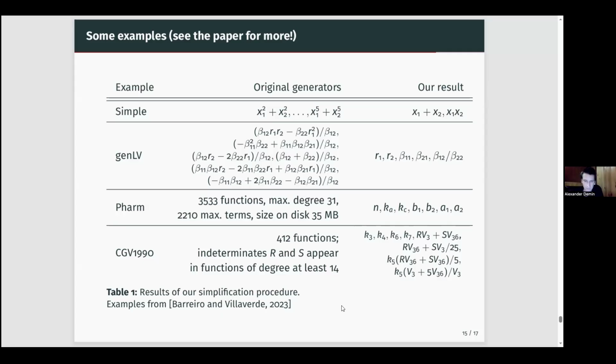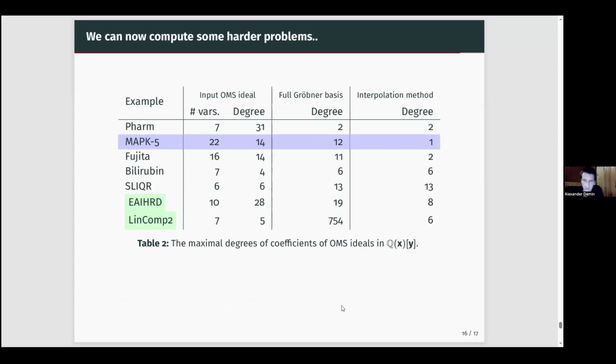So now let me say in the last slide just a bit about performance. In the table here, let us look at the highlighted blue row. This example, MPK5, has 22 variables, and rational functions are of degree 14 in the original generating set.